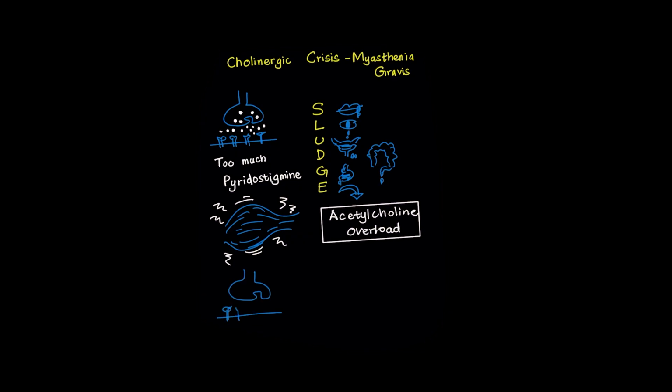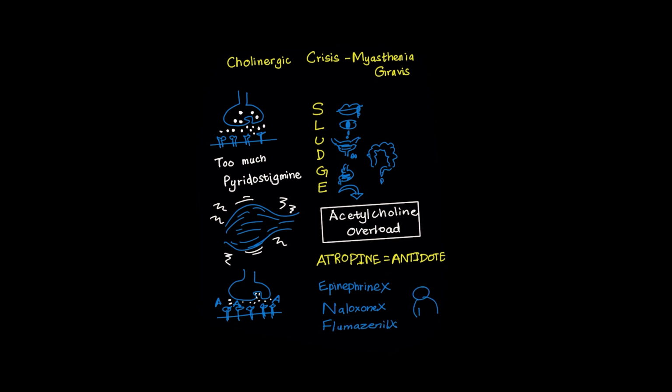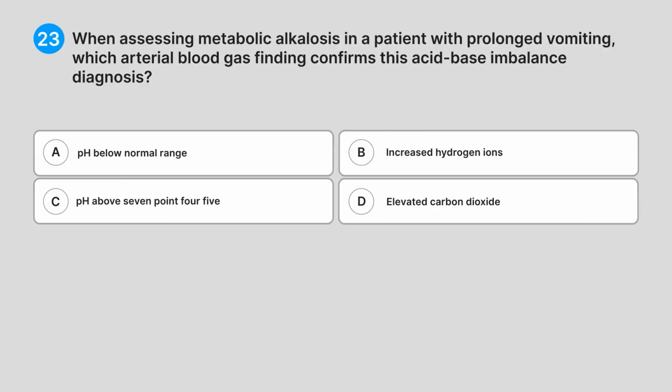Atropine is the specific antidote because it blocks acetylcholine at muscarinic receptors, reversing the excess stimulation. It works within minutes to dry secretions, slow the GI tract, and stop the cramping. Epinephrine treats anaphylaxis, not cholinergic excess. Naloxone reverses opioids, and flumazenil reverses benzodiazepines. None address acetylcholine excess.